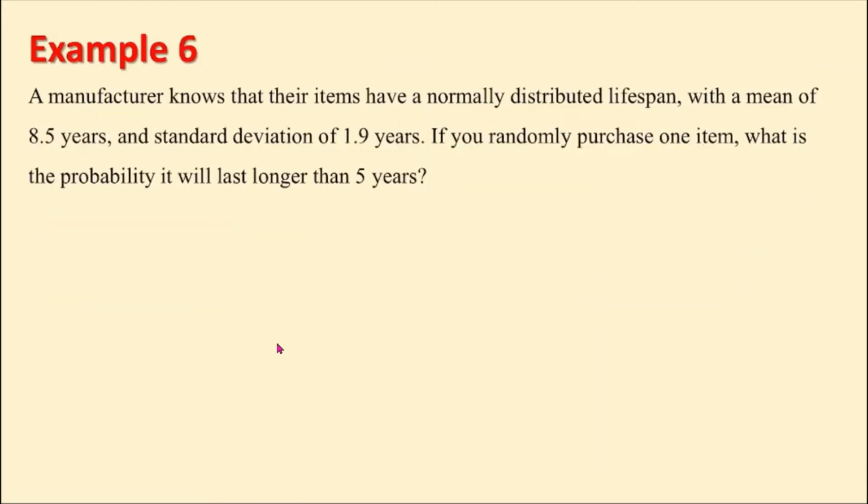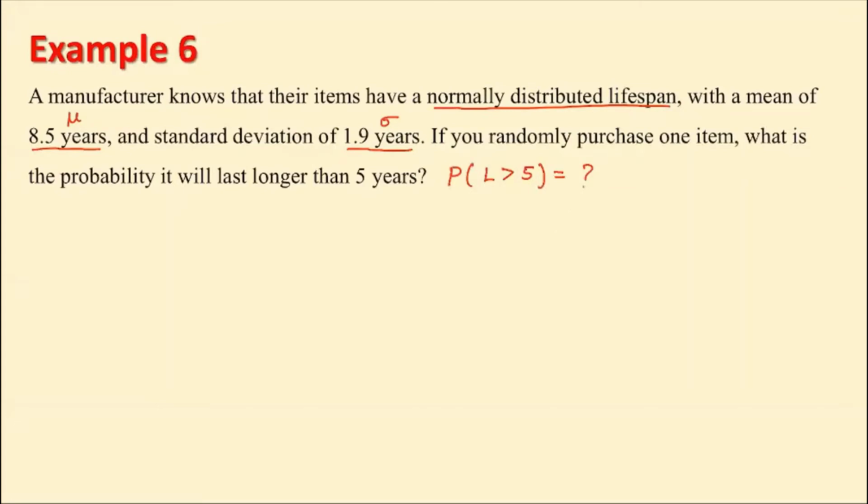Example 6. A manufacturer knows that their items have normally distributed lifespan, with a mean life of 8.5 years and a standard deviation of 1.9 years. If you randomly purchase one item, what is the probability that it will last longer than 5 years? We have to find the probability that their lifespan is greater than 5 years. We need to find that.